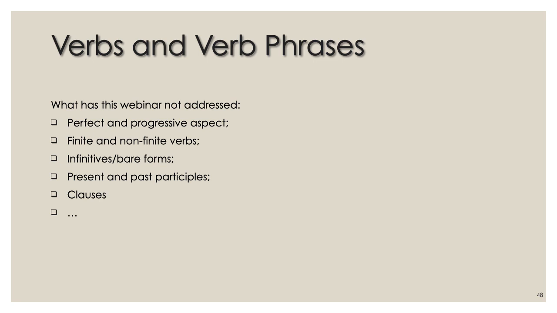We've done nothing really about the perfect and progressive aspect, apart from that mention of how Abby Elphinstone uses the past progressive in her narration. We've not really looked at finite and non-finite verbs or infinitives or bare forms. We've not looked at present and past participles. And we've not looked at clauses. And there are many other aspects of verbs which we haven't looked at. That's partly because verbs are such a big driver of communication in the sentence or the clause. But if you do understand the verb phrase, what I can reassure you is that's giving you that basic understanding that allows you to build from that over time.